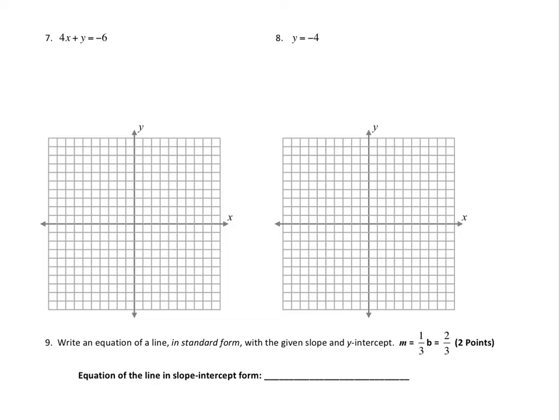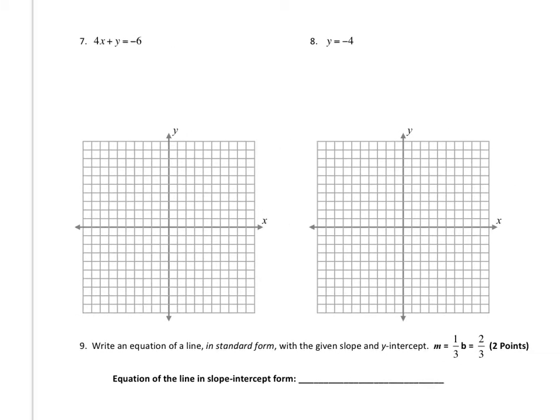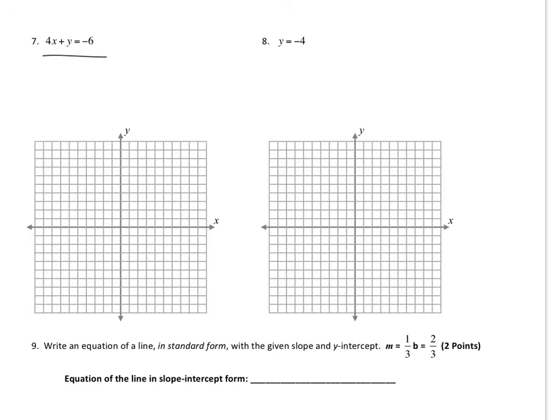Page 3, let's do this. Now, we're coming across a new form. Look on problem 7. Standard form. Y is not by itself anymore. This form is ax plus by equals c.